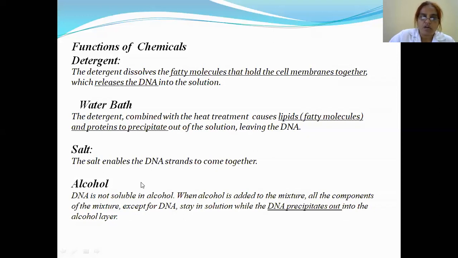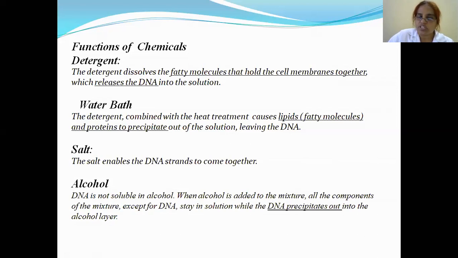Now see the alcohol function. DNA generally is not soluble in alcohol. Don't forget, DNA is not soluble in alcohol. When you add the alcohol into the mixture or solution, all the components of the mixture except the DNA stay in solution, while the DNA precipitates out into the alcohol layer. That is the importance of the alcohol.